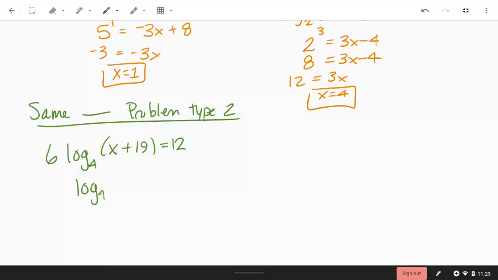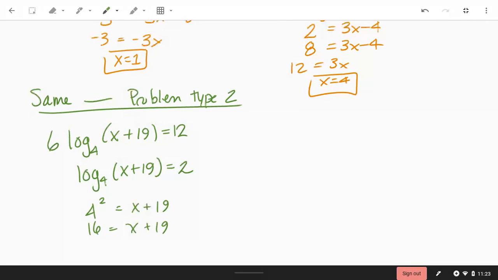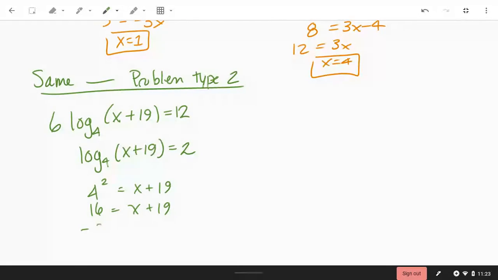So log base 4 of x plus 19 is 2. 4 squared would be x plus 19, so 16. Okay, and then we'd have negative 3 then as x. Right? I don't think we need to do another one of that one.